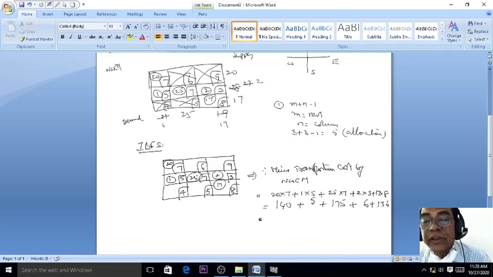Please write the final solution: 145 plus 175 plus 6 plus 136. So the answer is 462. That is in units, or otherwise rupees. You write down rupees. So this is a transportation problem. How to solve the transportation problem means like this. Understand? Now the first problem is completed.